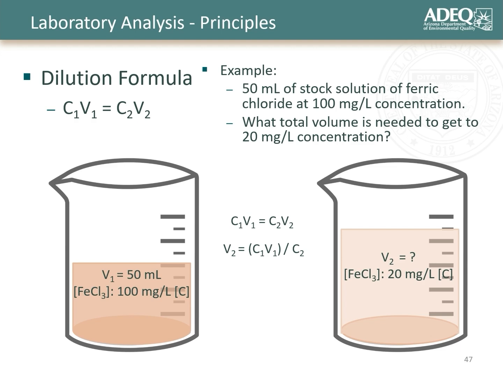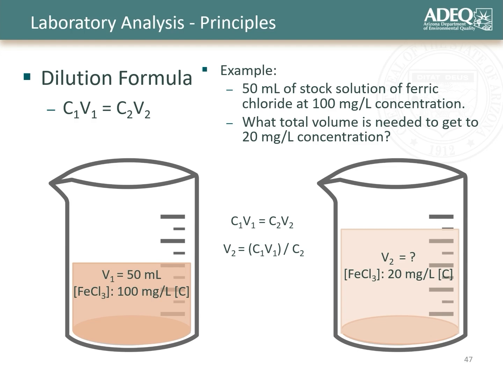In this example, we're dealing with concentration. We have a 50 mL stock solution of ferric chloride at 100 milligrams per liter, and we want to dilute this so that the concentration of ferric chloride comes down to 20 milligrams per liter. The question is, how would we make that solution? How do we do that?